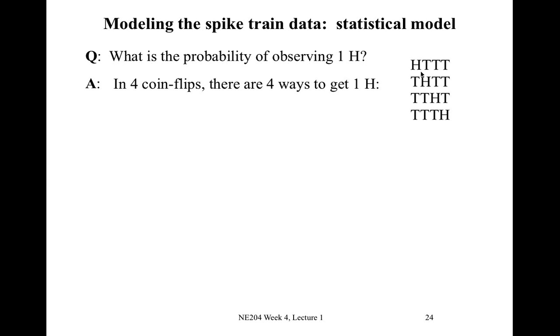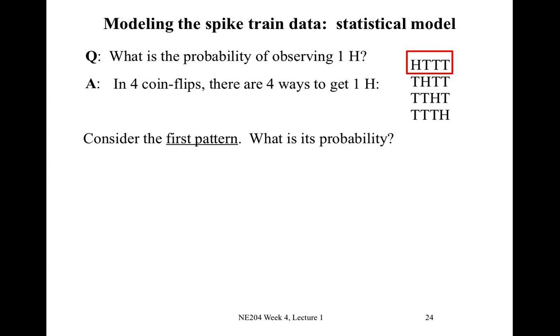And this H may occur in the first position, the second position, the third position, or fourth position. We don't care where it occurs, specifically in this instance. All we care about is one H occurring in our 4 flips. And we've listed all possible scenarios where that can occur in these 4 coin flips. And let's consider the first pattern. And we can ask, what is the probability of this first pattern that we've highlighted in the red box?